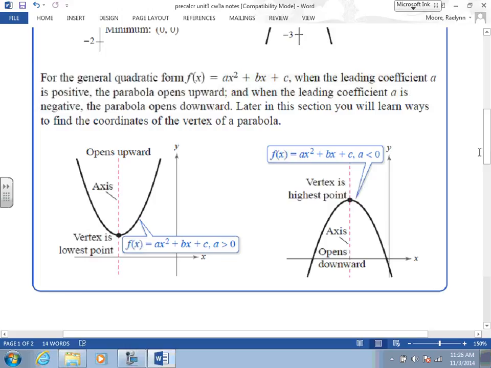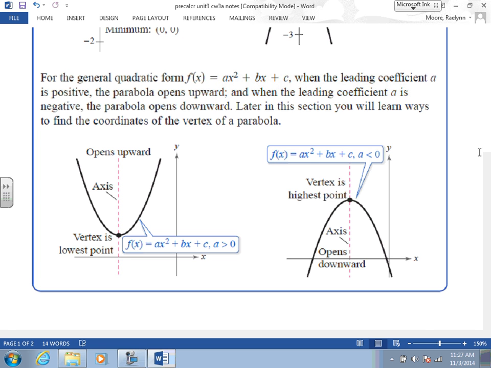When they're offset, it's just they're offset a little bit from your axes. Same thing. Your vertex is the lowest, the minimum point. This is the highest point, opens down if it's negative. When a is less than 0, when a is negative. When a is greater than 0, a is positive. It opens up.